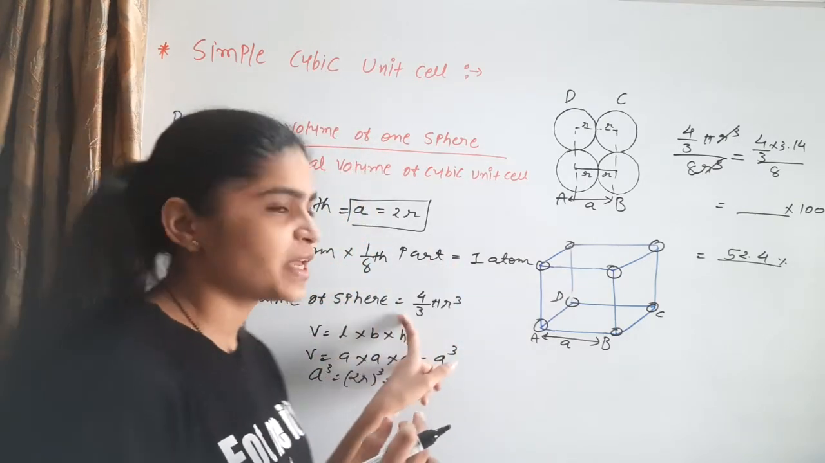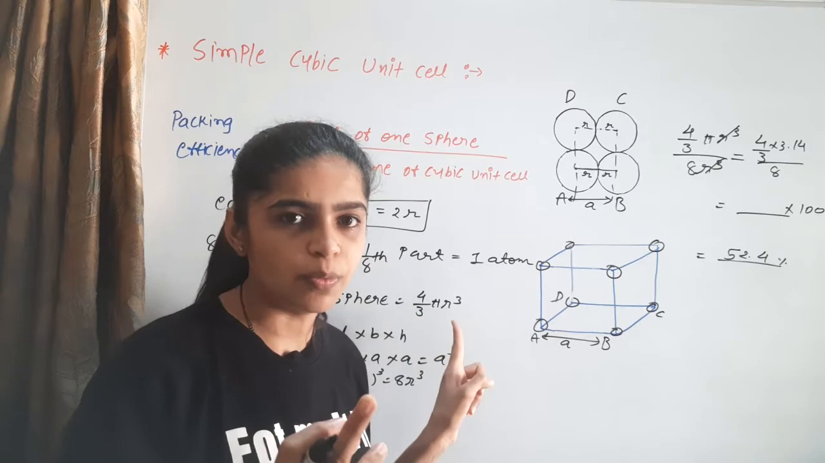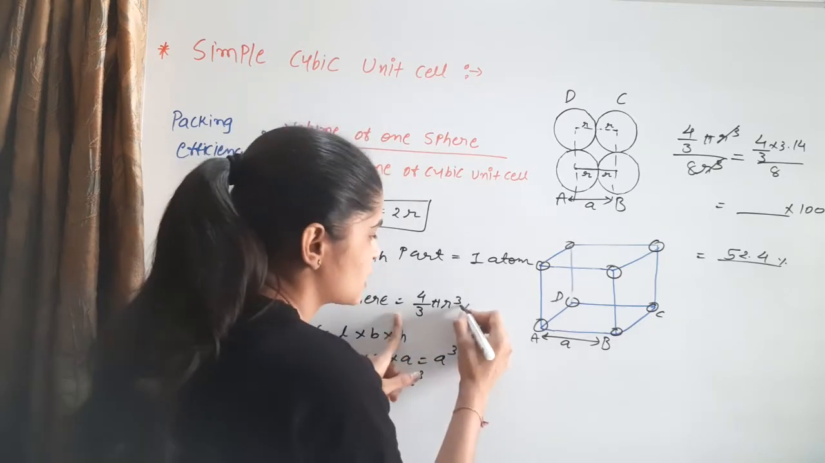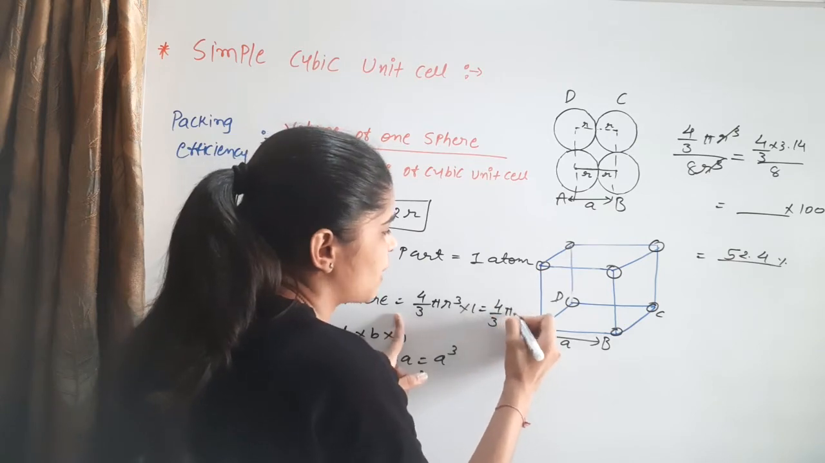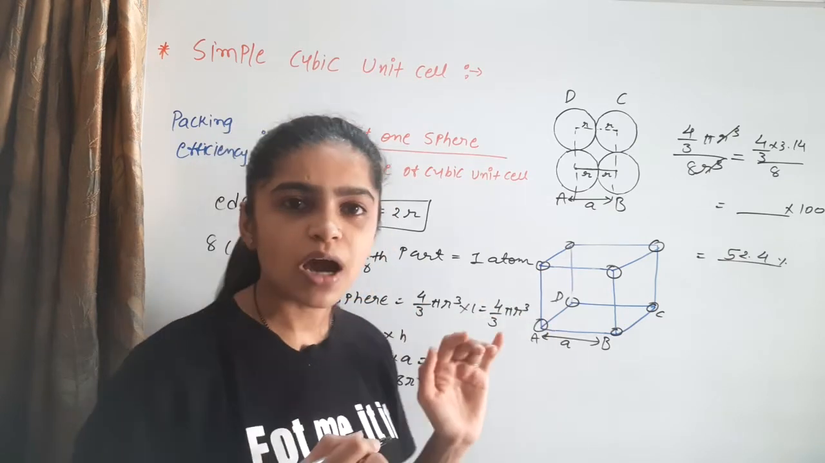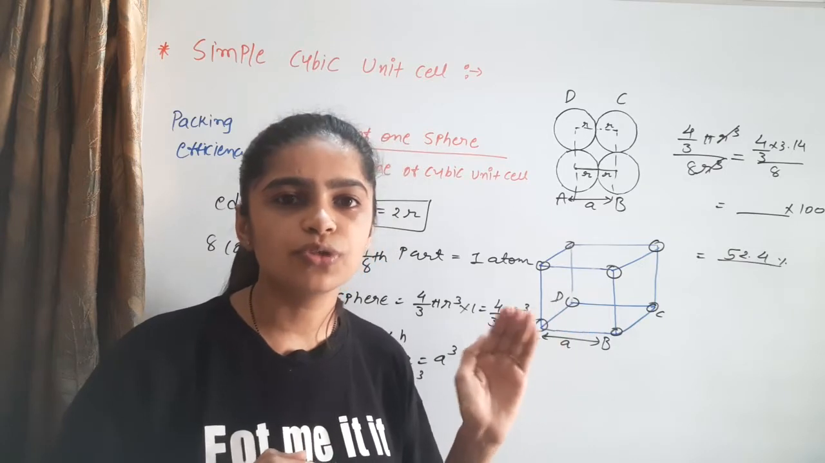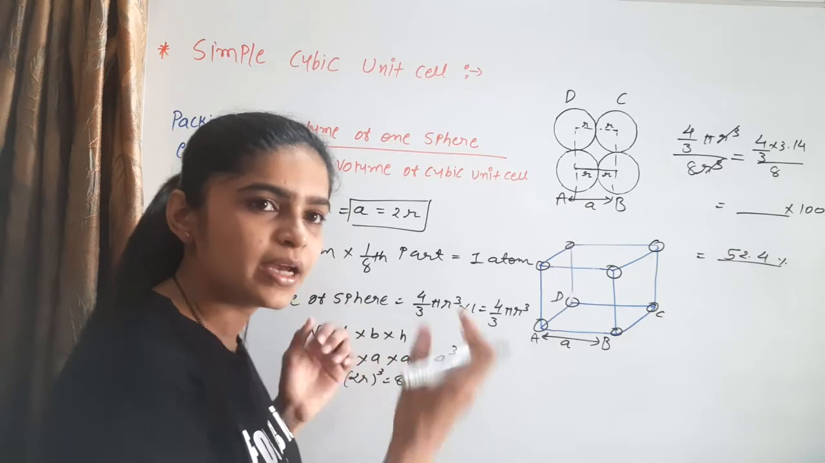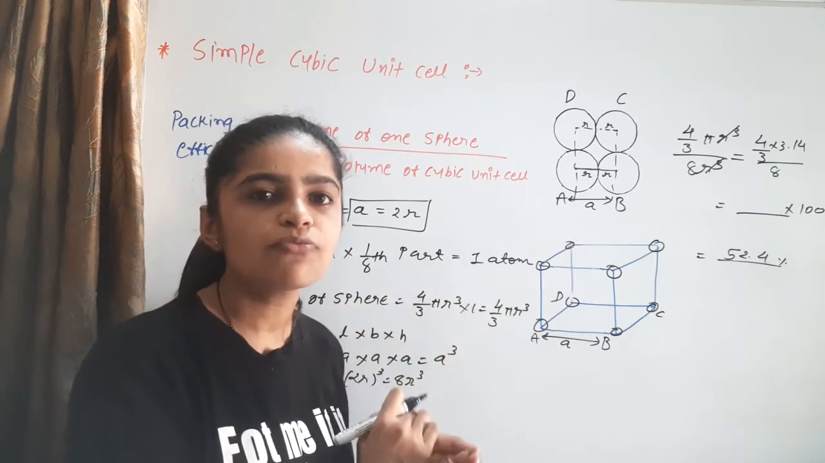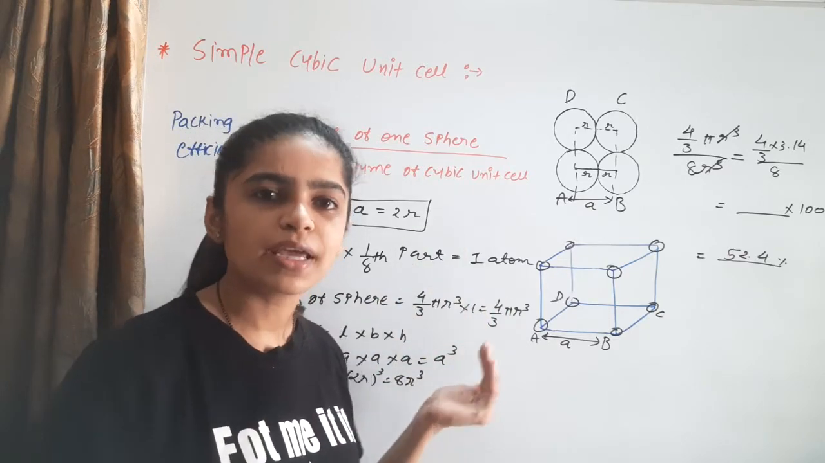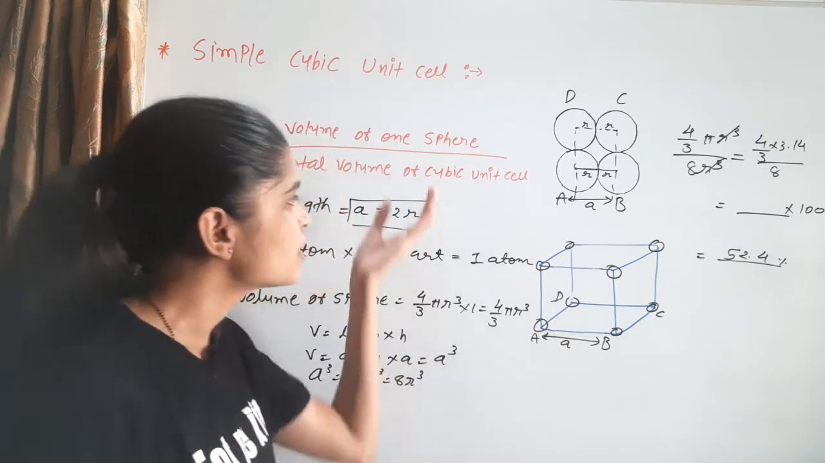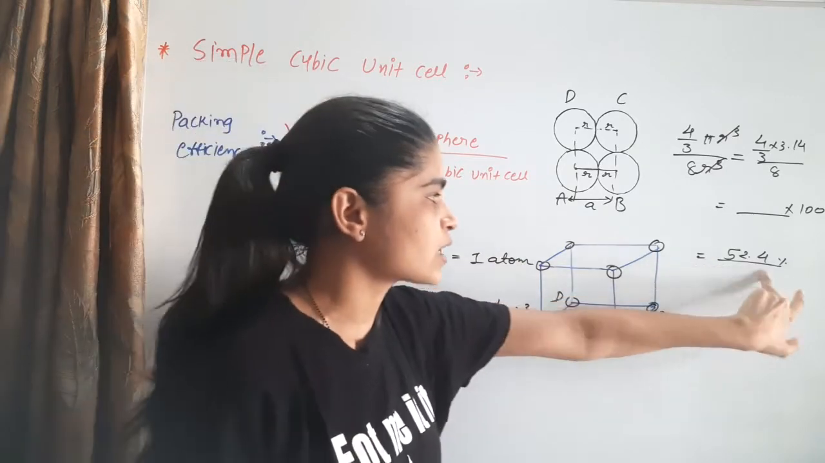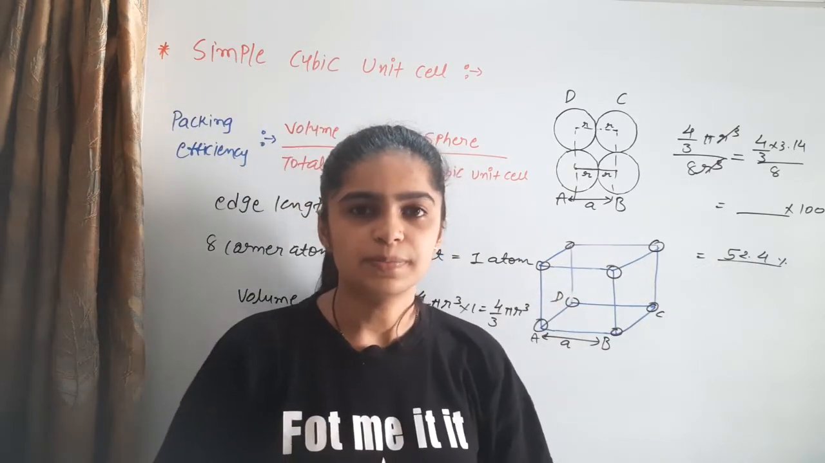And volume of sphere is equal to 4/3 πr³. And in the unit cell, the number of atoms present is 1, so multiplying by 1 gives 4/3 πr³. Then next, how to find out the total volume of the unit cell. On the basis of the volume, LBH, for this unit cell, a³ is the volume. So a is equal to 2r, a³ is equal to 8r³. Putting this value in this formula gives the answer 52.4%.